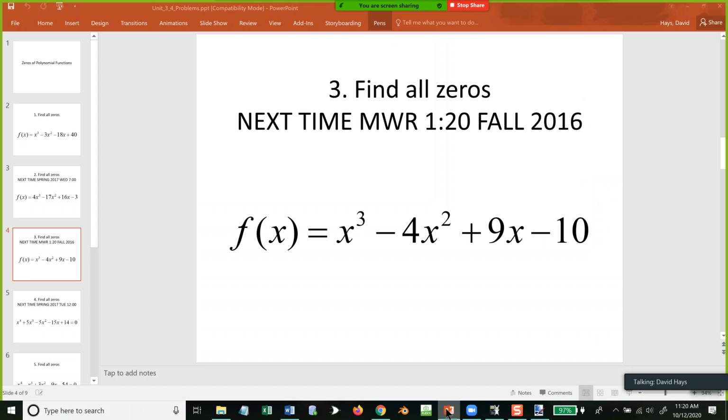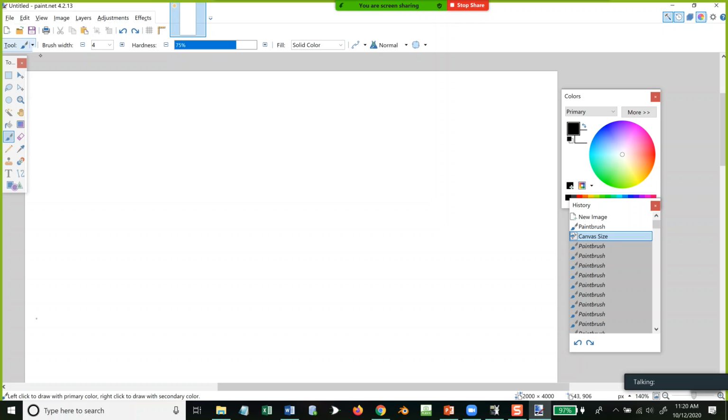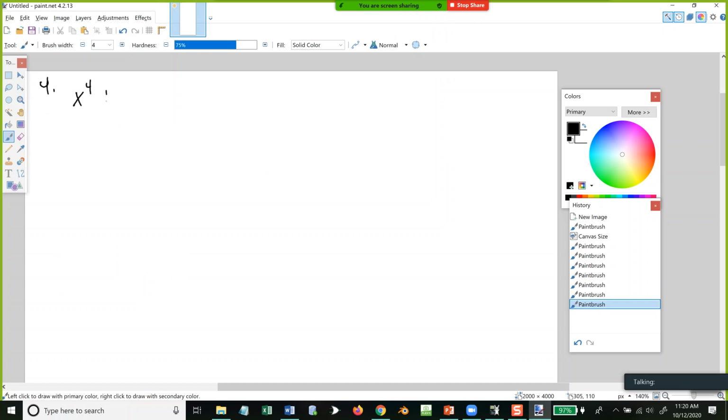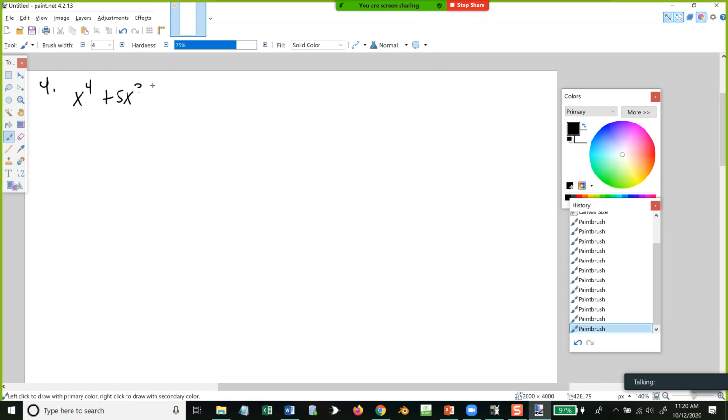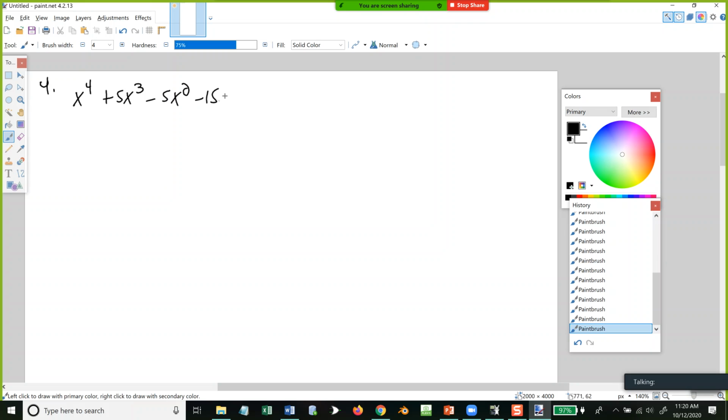Take a look at another quadratic formula. Take a look at this one. X to the fourth, 5x to the third, minus 5x squared, minus 15x, plus 14 equals 0.